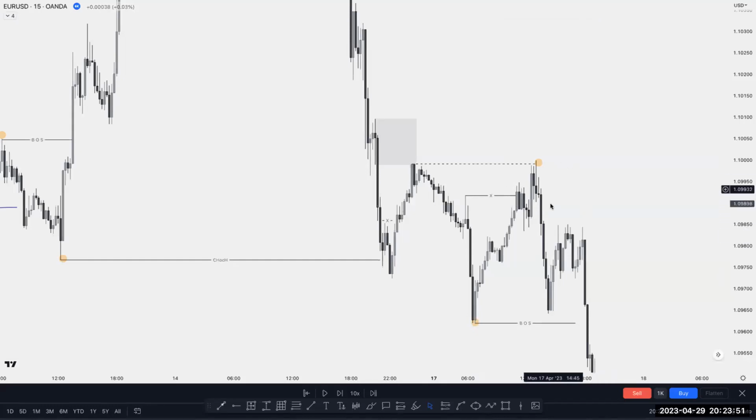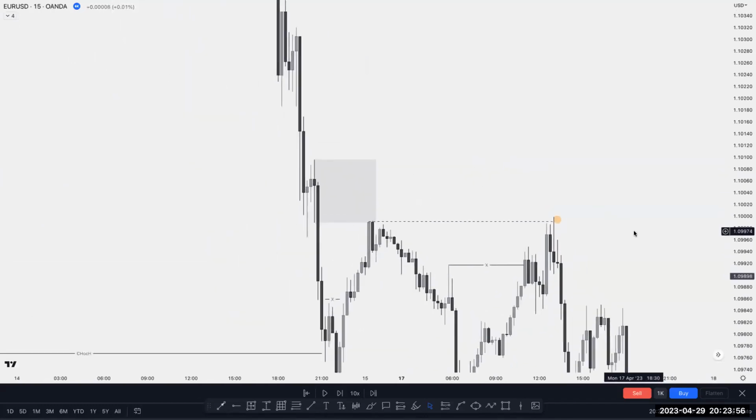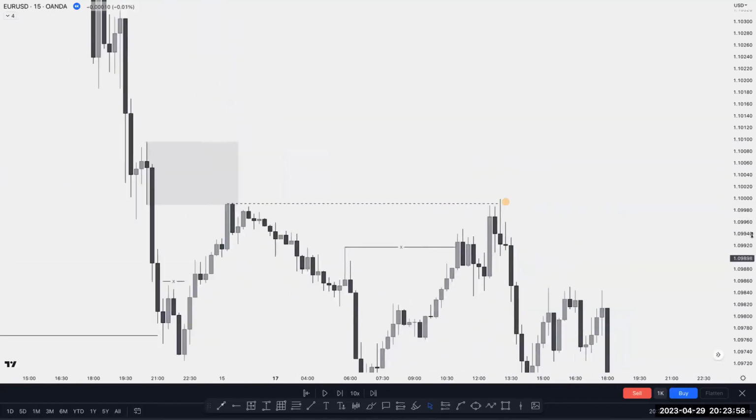Okay. Here, how can you deal? You can see this shadow took out the liquidity, and this candle acts like our POI right here. Look at this picture.